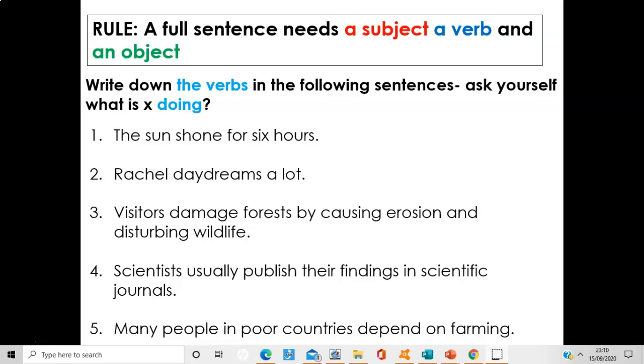Number three, visitors damage forest by causing erosion and disturbing wildlife. What are the visitors doing? Number four, scientists usually publish their findings in scientific journals. And number five, many people in poor countries depend on farming. So guys, for numbers 1 to 5, you've got to write down the verbs and ask yourself, what is X doing? So the teacher will just pause there and give you time to do that, and then we'll go through our answers together.